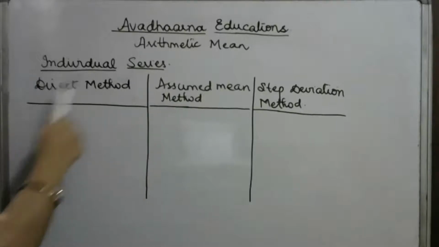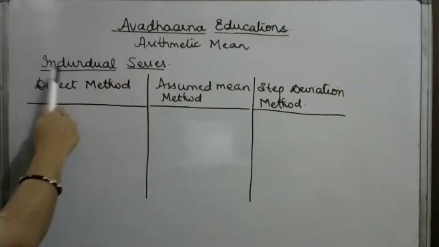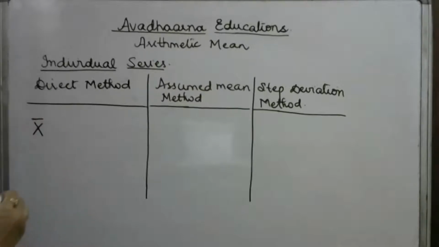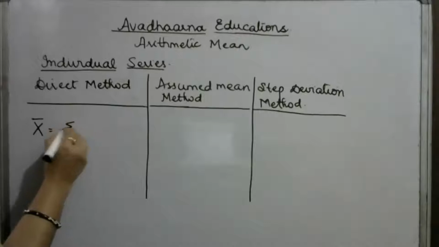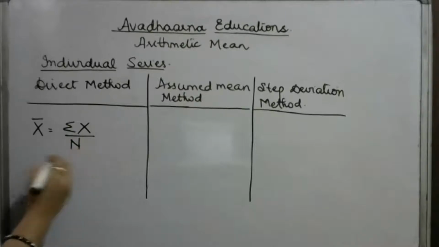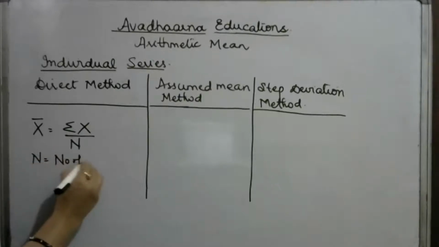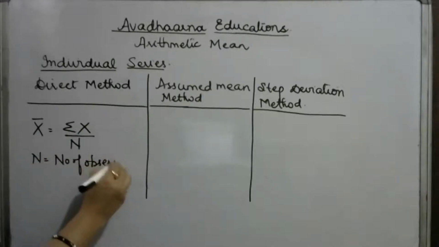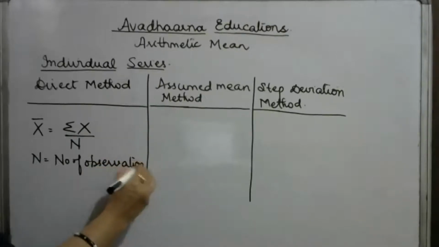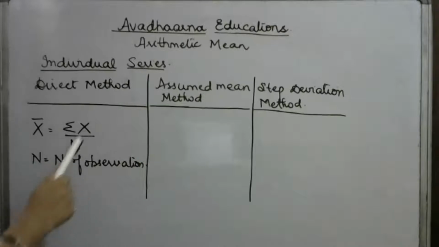The formula for calculating arithmetic mean in case of individual series by direct method is mean is equal to, this is the symbol for arithmetic mean, it is equal to summation of all the observations, that is summation x over n, where n are the number of observations. N represents number of observations in the data. And summation x is the sum total of all the x variables.